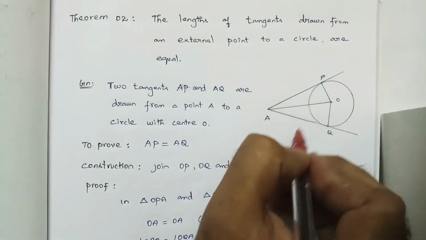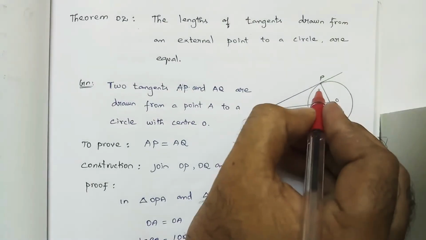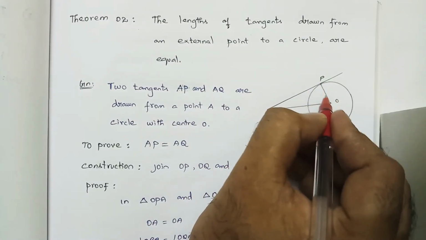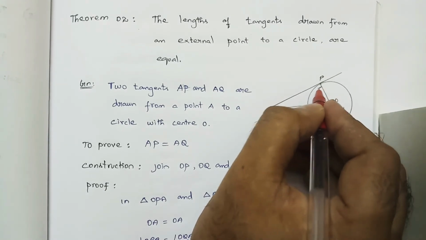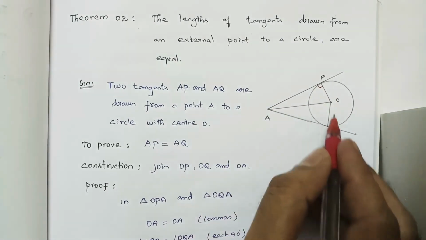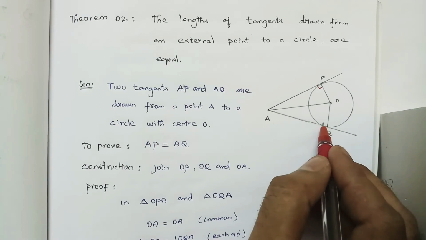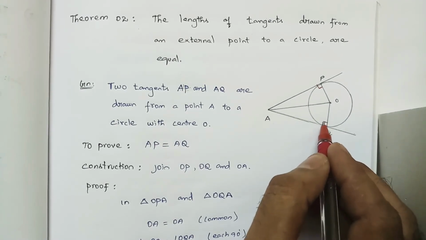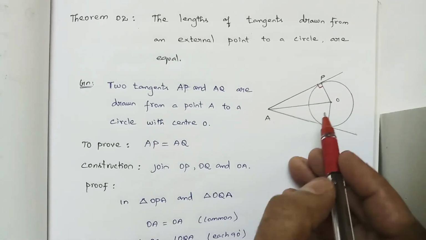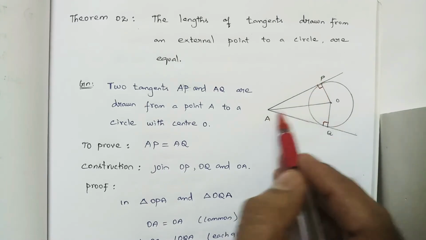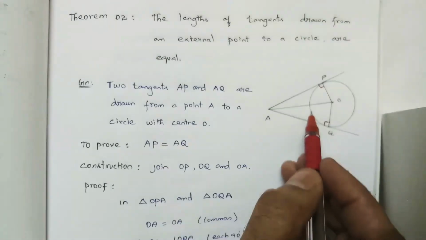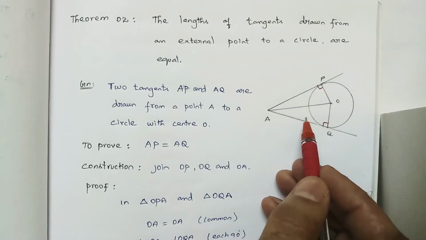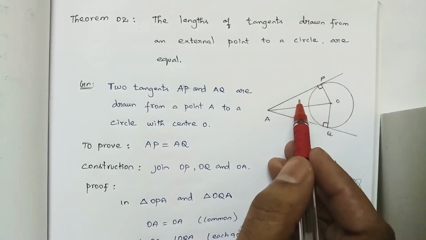Now we have two triangles. By using the first property, OP is perpendicular to AP, and this is a right angle, and OQ is perpendicular to AQ. Now we have two right angle triangles, OPA and OQA. I'm going to prove that these two right angle triangles are congruent.